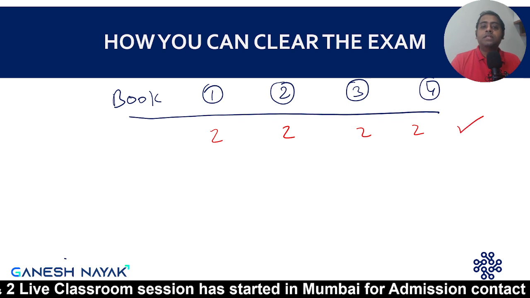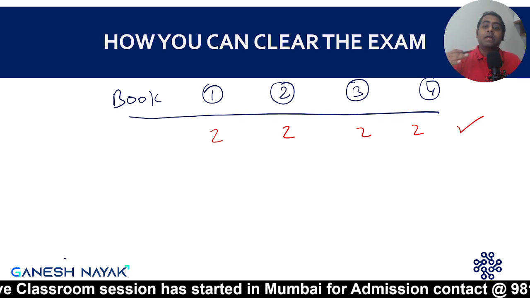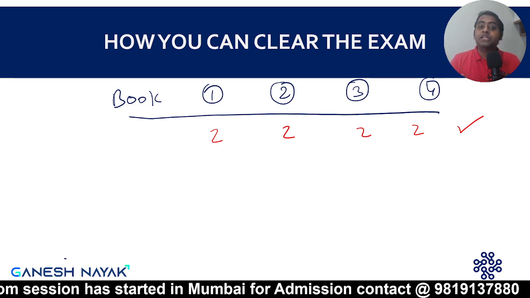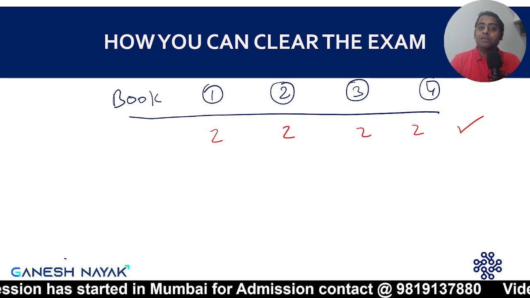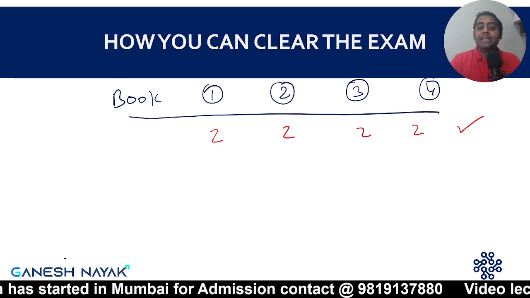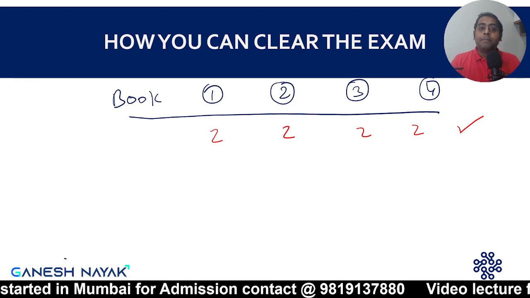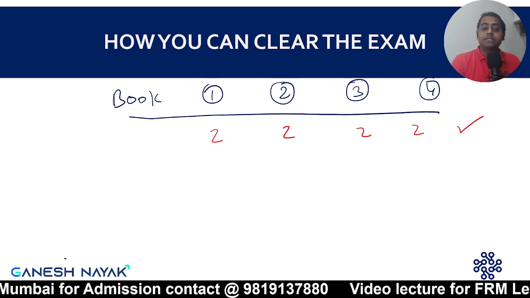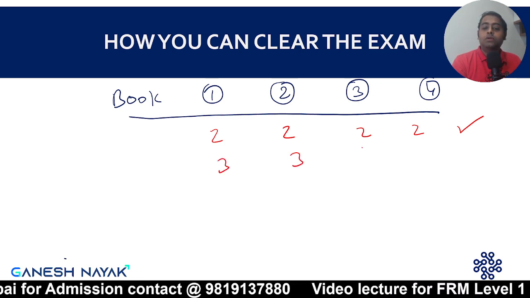2, 2, 2 and 2. They have cleared the exam, which primarily means they are in the second quartile in all the books. That means they are better than 50% people who sat for the exam in all the books. This is a very ideal situation. Even getting 111 is an ideal situation. Okay, but I have seen students, okay, who have cleared in this range also.